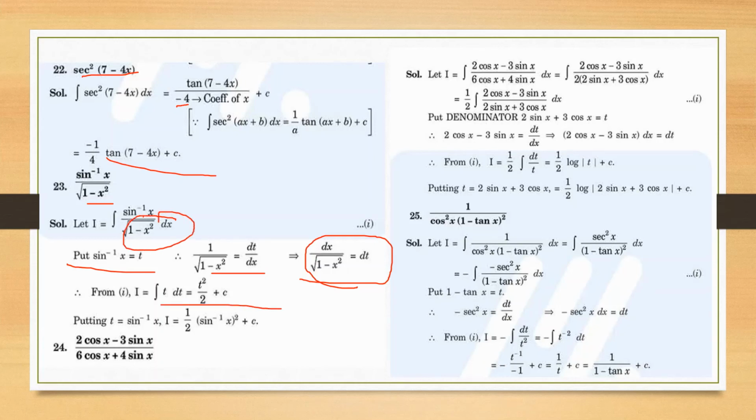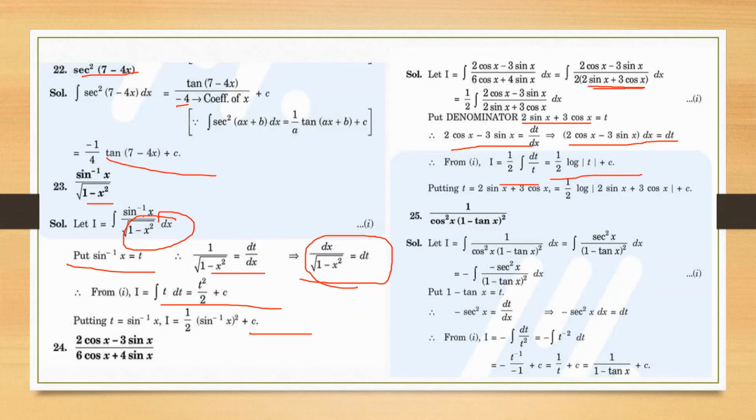Number 24, what you have to do is take 2 common from the denominator and put this as t. When you put it as t, you will find that 2 cos x minus 3 sin x dx equals dt, which is your numerator. This question becomes half dt by t, which is half log mod t plus c, and we put this value to get this answer.